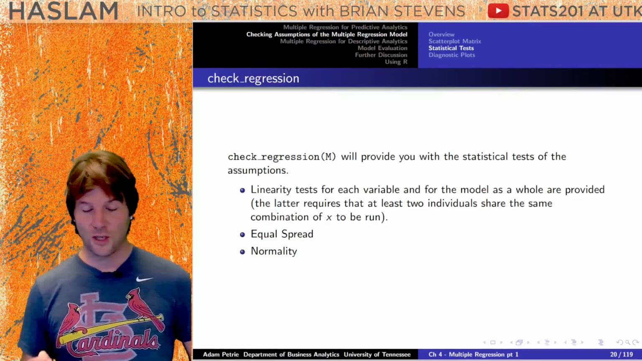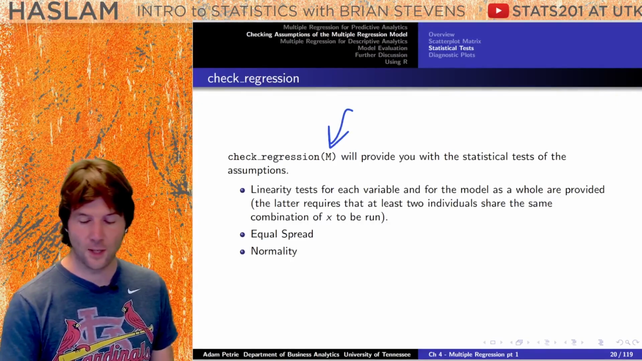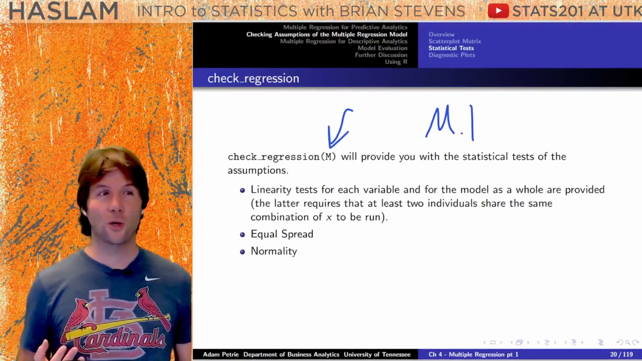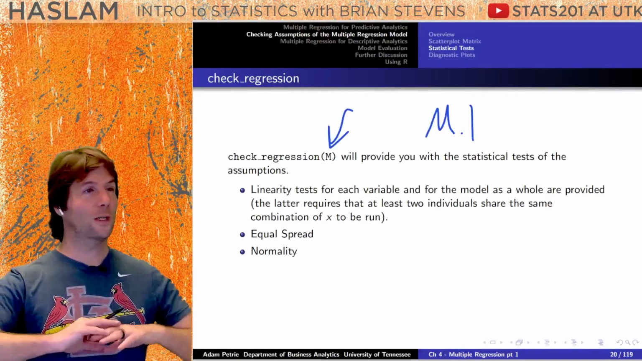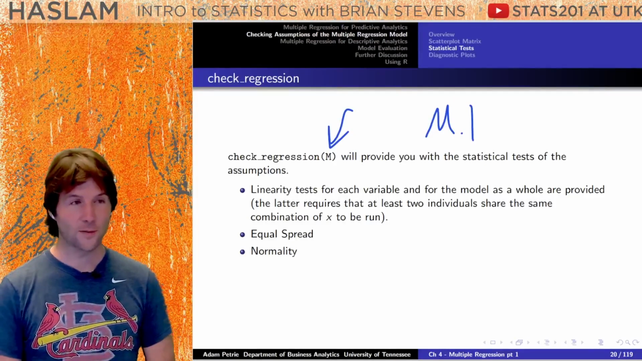So check regression just takes our model right here. Your model is oftentimes stored into M, but sometimes we write M.1 or M.2 to denote a model, like our first model, our second model, and so on. So you can call your model anything you want, but M usually stands for model, and it's quick to write. That's why we often use M.